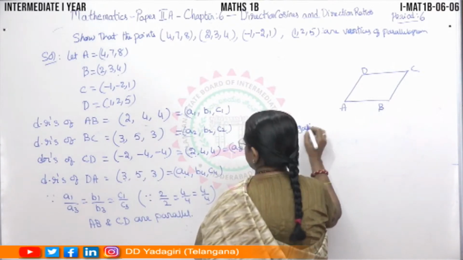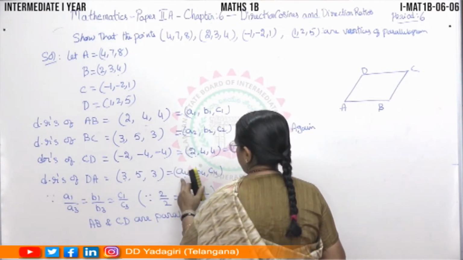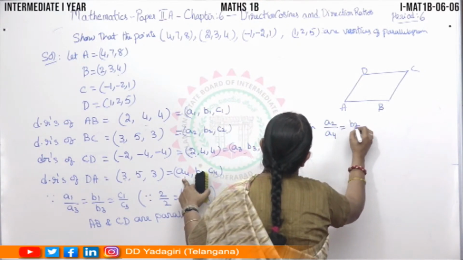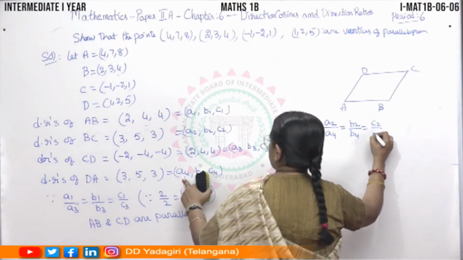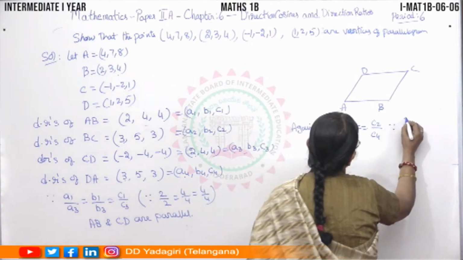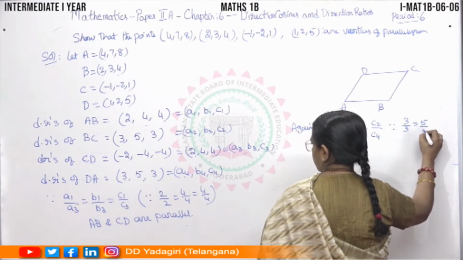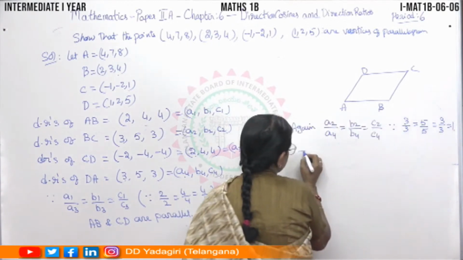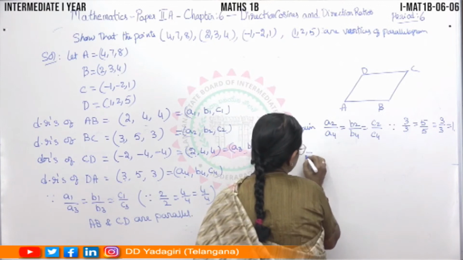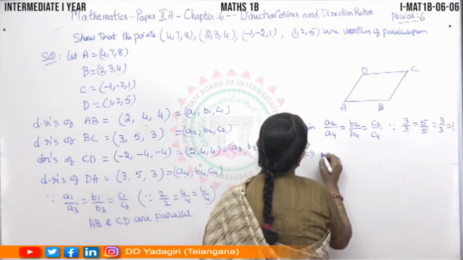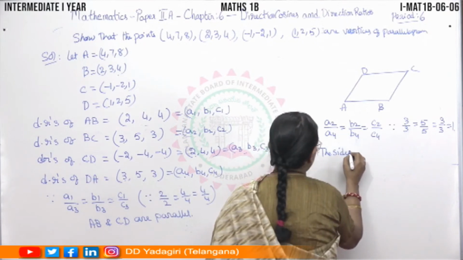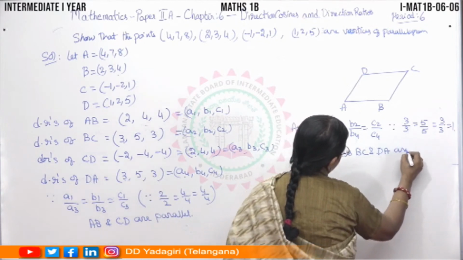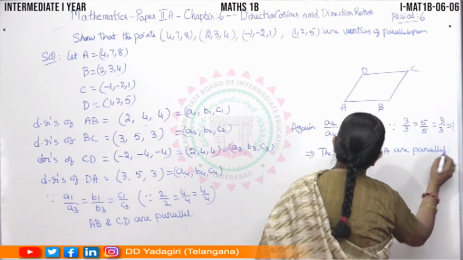We'll take A2 by A4. A2 by A4 is the same as B2 by B4, which is the same as C2 by C4, because 3 by 3 is equal to 5 by 5 is equal to 3 by 3 is equal to 1. So it implies that these sides, BC and DA, are parallel.